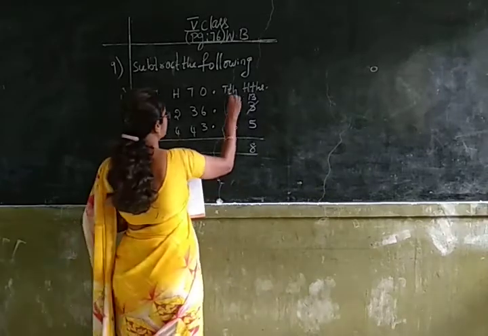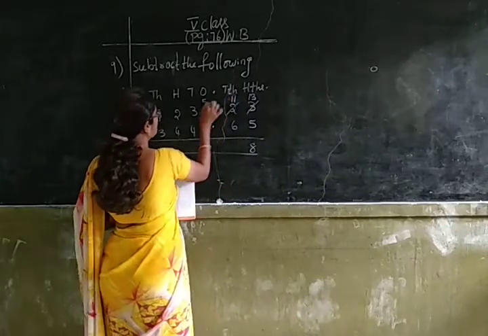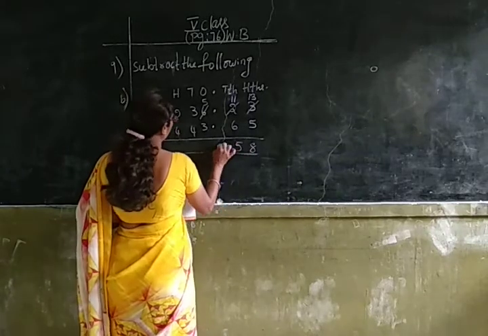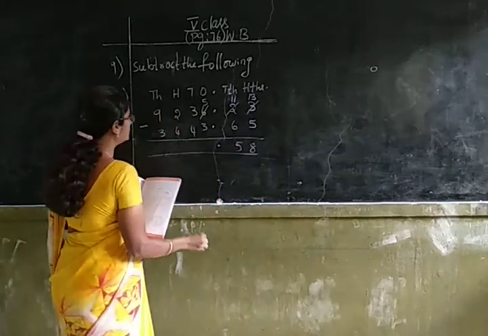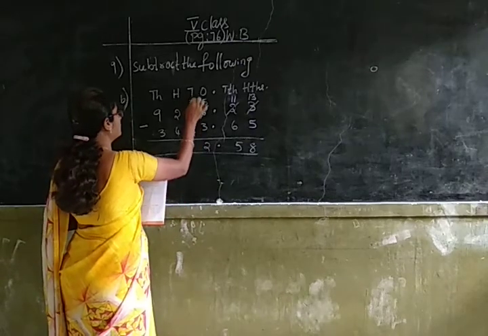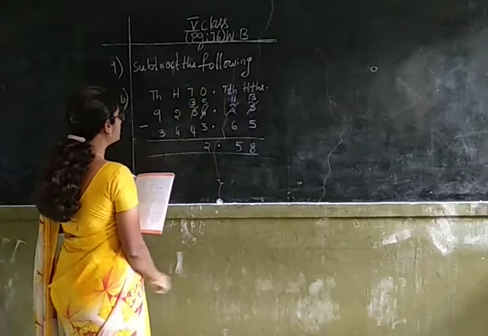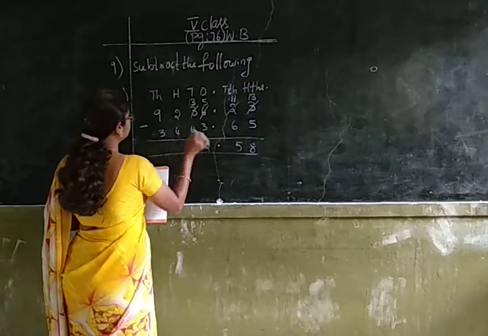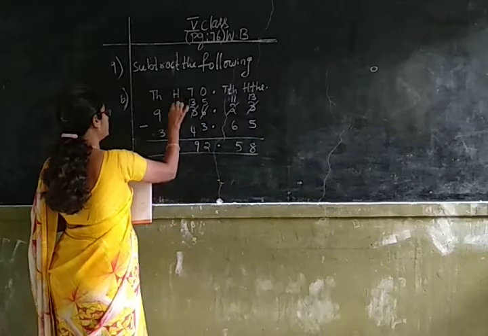You can't subtract 6 from 1. Let us borrow. This will become 11. 11 minus 6 is 5. 5 minus 3 is 2. You can't subtract 4 from 3. Let us borrow. It will become 13. 13 minus 4 is 9. 2 will become 1.